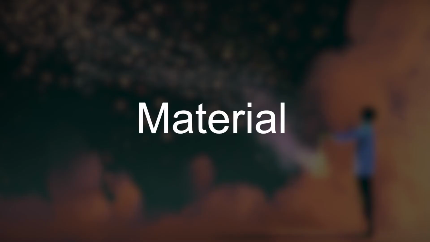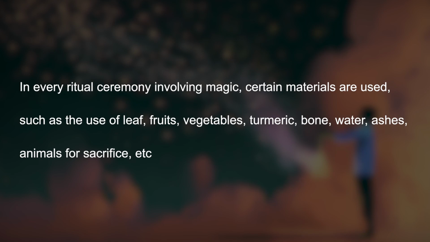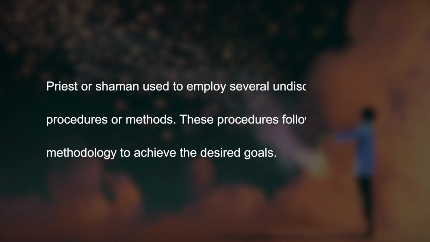Second, material. In every ritual ceremony involving magic, certain materials are used, such as the use of leaf, fruits, vegetables, turmeric, bone, water, ashes, animals for sacrifice, etc. Third one, technique. Priest or shaman used to employ several undisclosed scientific procedures or methods. These procedures follow a systematic methodology to achieve the desired goals.